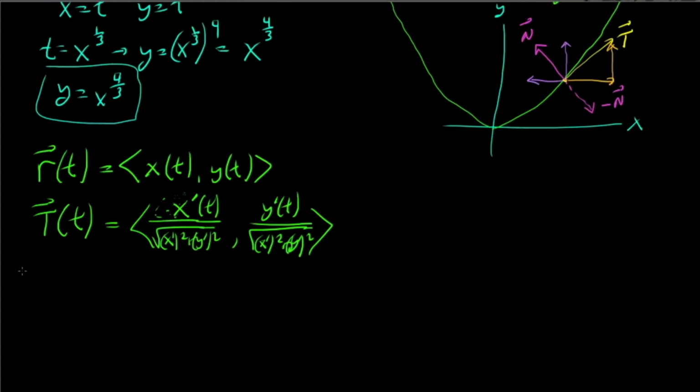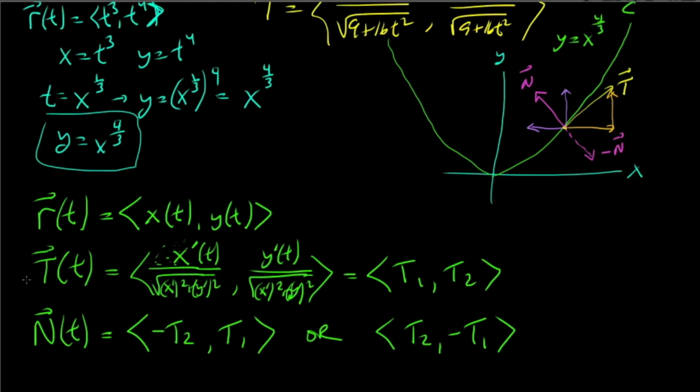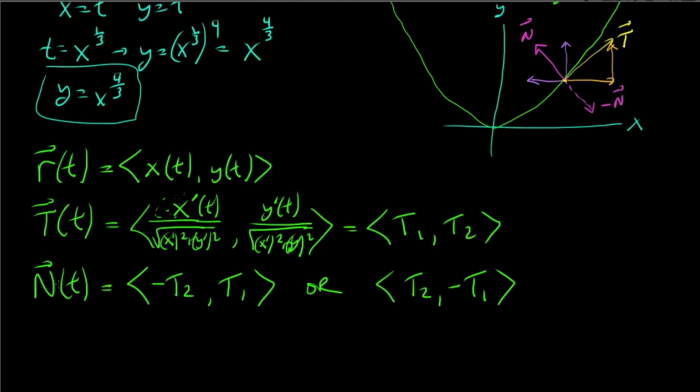What's very hard to calculate, as we saw, is n of t. So let's simplify this. Let's say this is just t1 and t2. So n is either going to be negative t2, t1, or it's going to be positive t2 and negative t1. Okay. So once you calculate the components of t, the tangent vector, getting the normal vector is just a matter of switching the two components and then figuring out which one is negative.